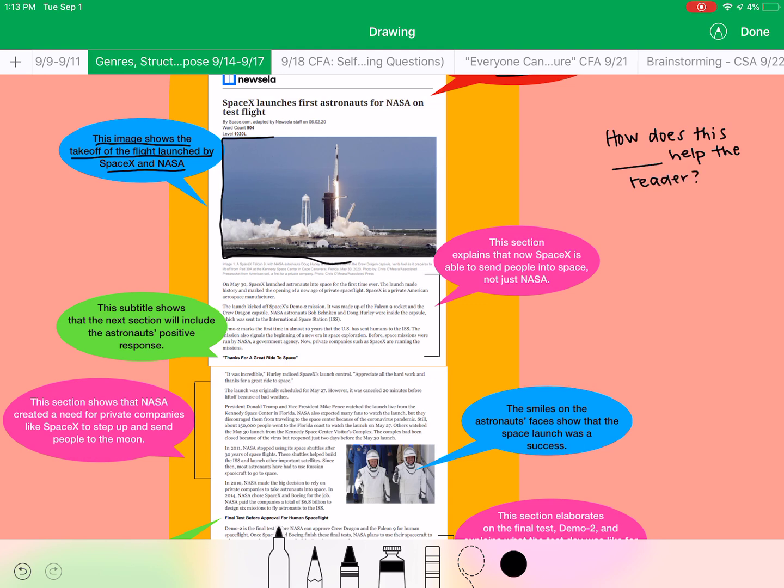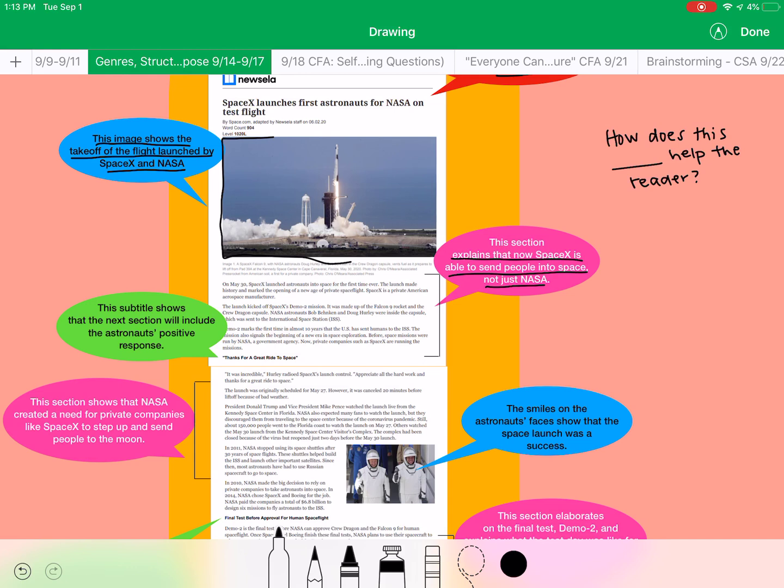And you're always going to answer this with verbs, such as explain, or shows, or elaborates, and so on. So we look at this first section and we think, how does this help the reader? Well, this helps the reader because it explains that now SpaceX is able to send people into space, not just NASA. And we know that because we know what this section is about from our reading yesterday.